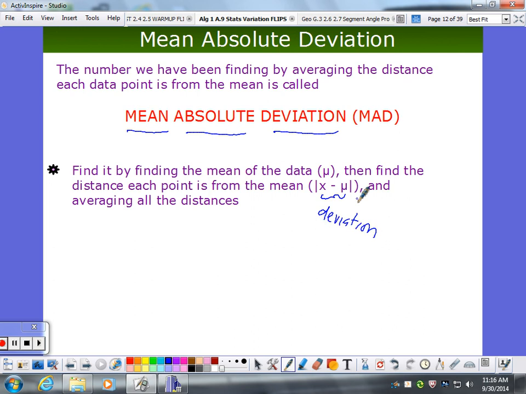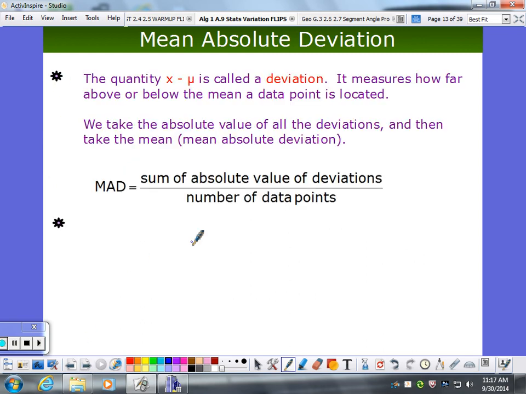And take its absolute value, and then average those distances. So if you really understand what these words are, it says find deviations, okay, that's deviation. Take the absolute value of all of them, and then average all those numbers. That is mean absolute deviation. So we're going to practice finding it.